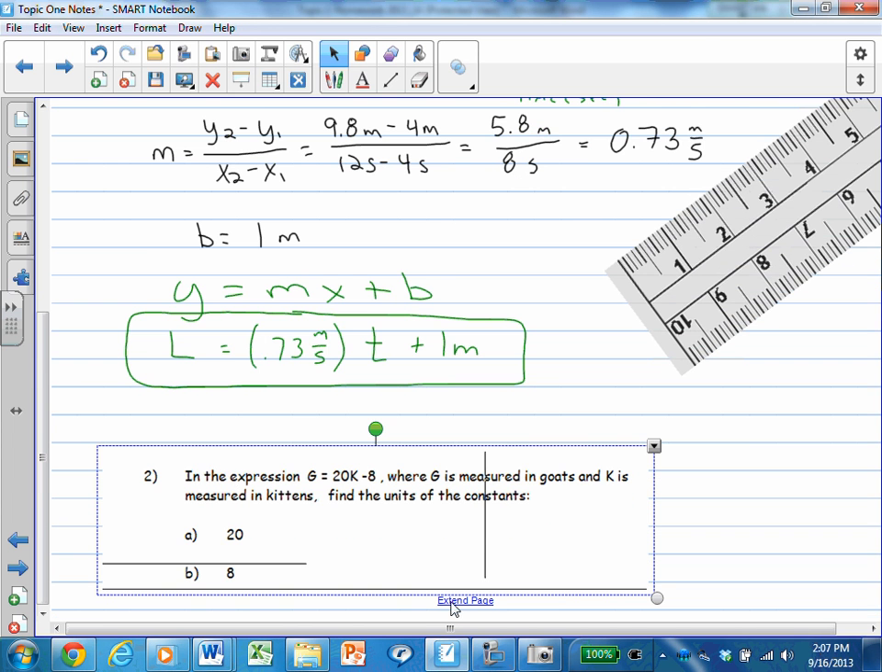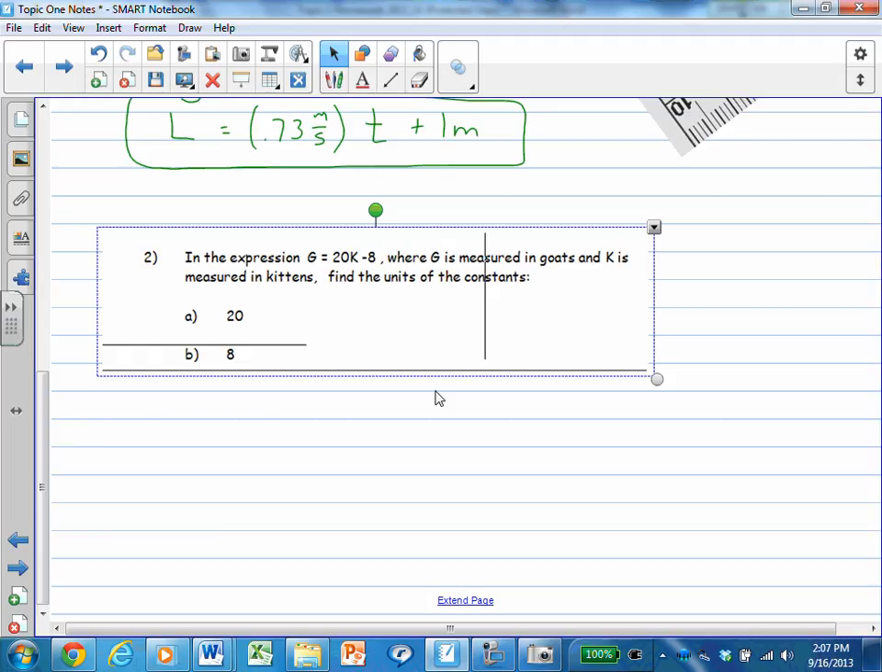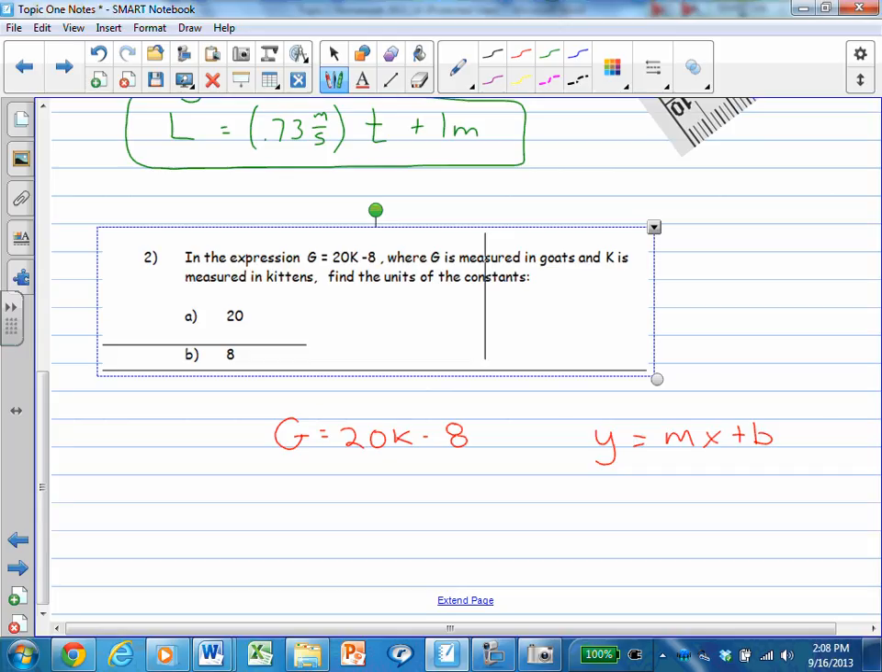In a measured expression, G equals 20k minus 8, where G is measured in goats, K is kittens. Find the units of the constants. Okay? Well, this G, what type of formula is this similar to? Y equals mx plus b, right? So what is 20? 20 is the what? It is the slope. Slope is y over x, right?